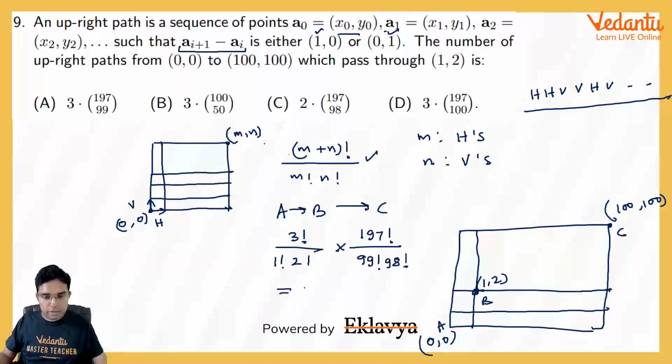So here this becomes 3 and this can be written as 197 C99 or 98 also you can write. But here in this option we are given 197 C99, so I will like to write like this only. So answer for this is A. Other options seem wrong definitely. Here we are given 2, here we are given 3, but this is not same as 197 C99.